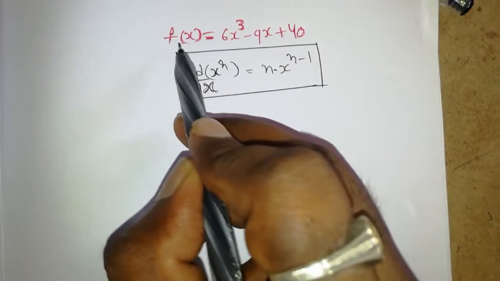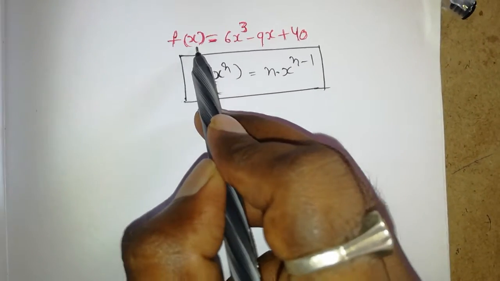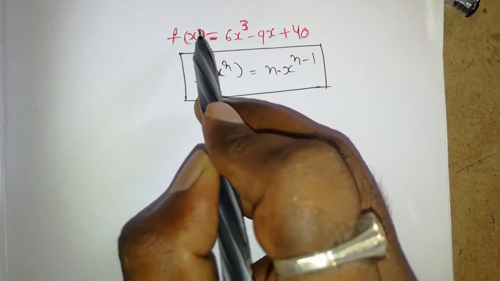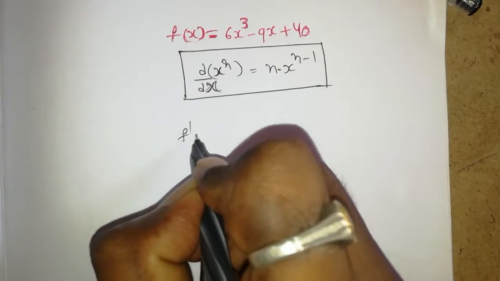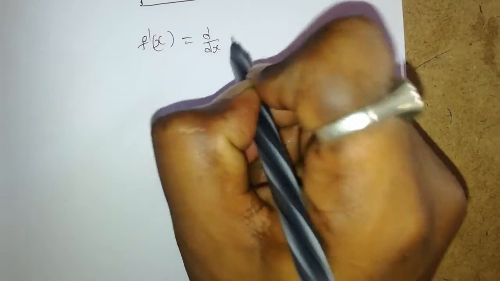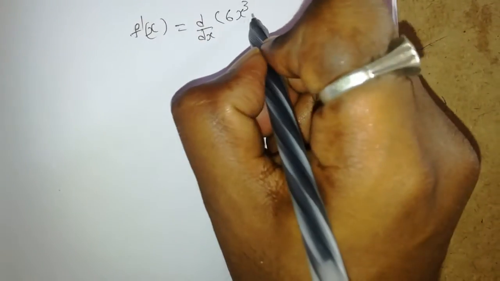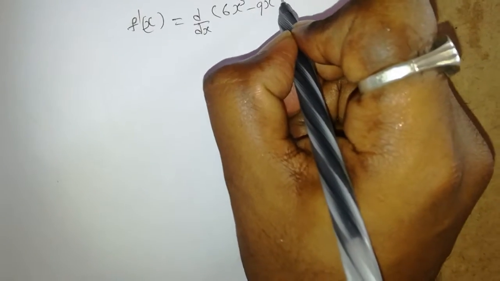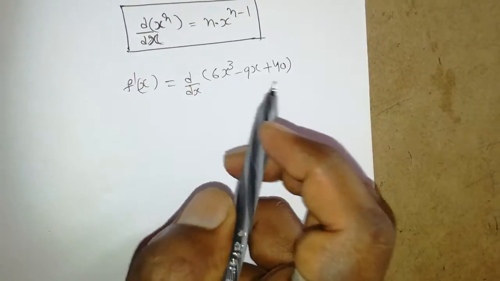To find the derivative of the given function, apply derivative on both sides. That gives f dash x equals d by dx of 6x cube minus 9x plus 40. So we applied derivative on both sides.